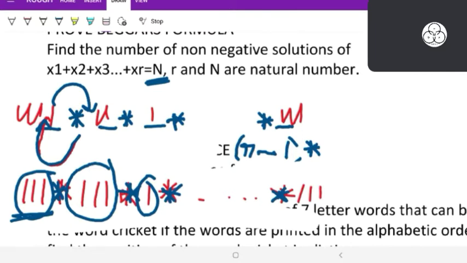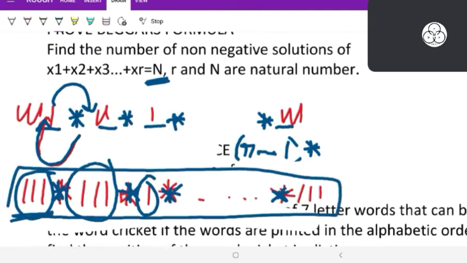So what is the total number of solutions? The total number of solutions is simply the total number of arrangements of the stars and these ones. Replace a star, get a new arrangement, you will get a new solution.